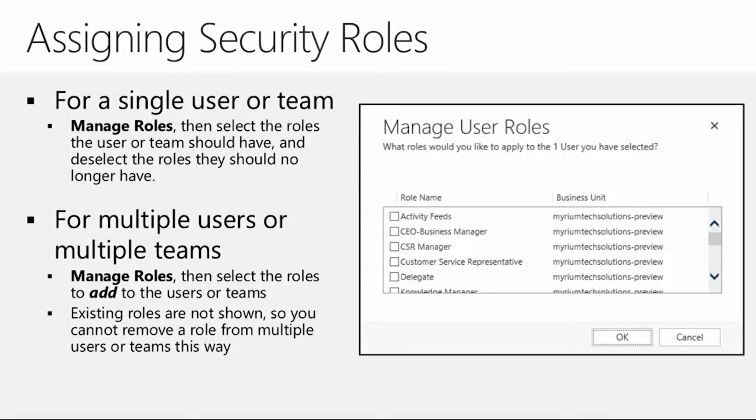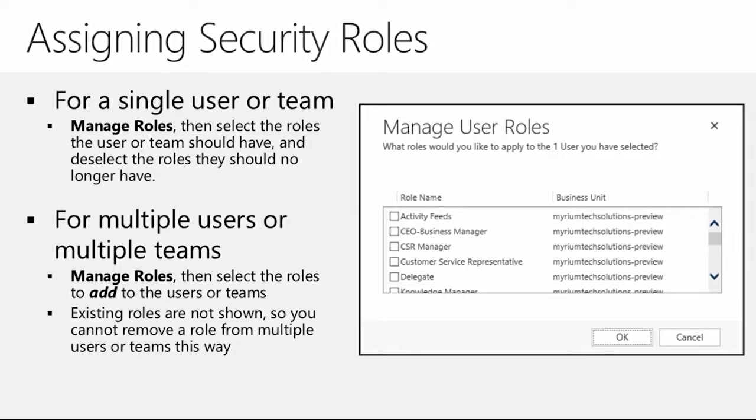When it comes time to assign a security role, you can do it a couple of different ways. You can do it on an individual user by user basis, or you could select multiple users or even multiple teams, and you could assign security roles from there. From a single user perspective, basically you select the user you want to work with, and then there's a manage roles option. And when you click on manage roles, it'll open up all the different security roles that are available for that user based upon the business unit that they belong to. And then you can select what role they should or should not have just by using checkboxes.